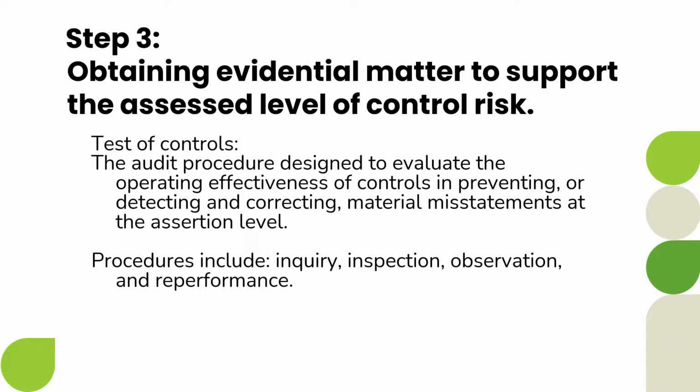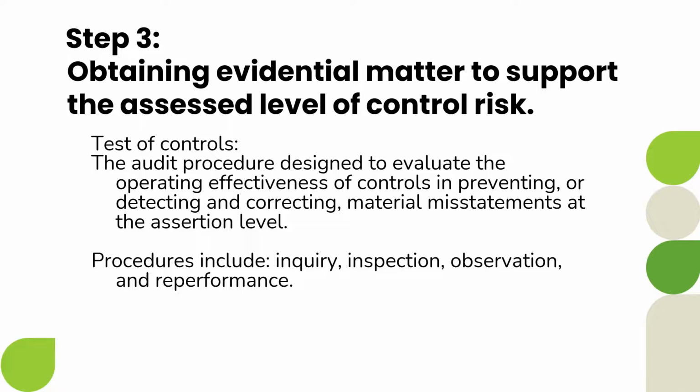Okay, step three, you obtain evidential matter to support the assessed level of control risk, like what we have said. Tests of controls are audit procedures designed to evaluate the operating effectiveness. Whereas risk assessment procedures, in terms of control consideration, looks at design and implementation. Tests of controls looks at operating effectiveness of the controls in preventing or detecting, so preventive controls, detective controls, and correcting material misstatements at the assertion level. Because when you talk about controls, this has to be at the assertion. When you talk about test of controls, it has to be at the assertion level.